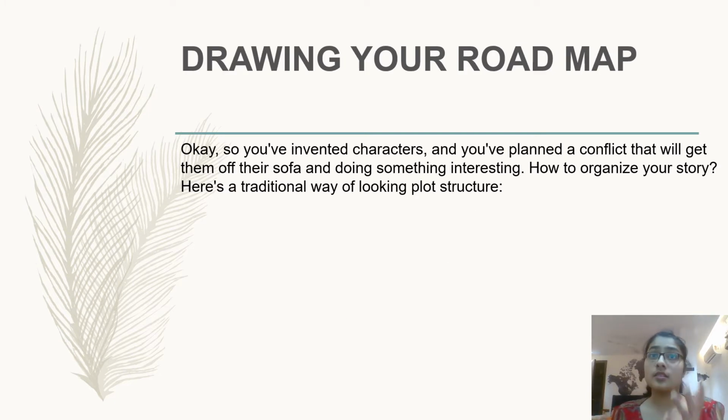Next, drawing your roadmap. So you've invented characters and you've planned a conflict or an argument that will get them off their sofa and doing something interesting. Now, how do you organize your story? You have the basics in mind. This is my character, this is my point A in the story, this is my point B, and this is the trouble that I'm going to cause in the story. Now, how do you plan your story? For this, we have a roadmap.